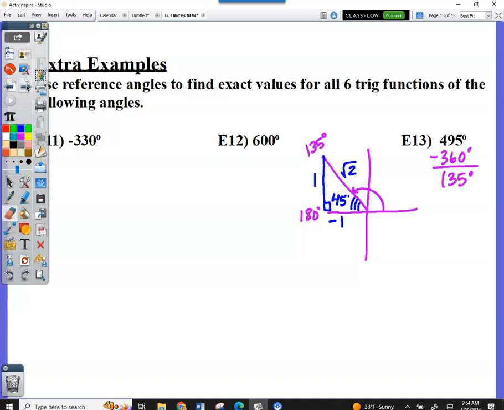You can take a really ugly trig function, calibrate it, draw it, get the reference angle, and then answer the 6 trig values with no calculator at all. So that's the reason why.